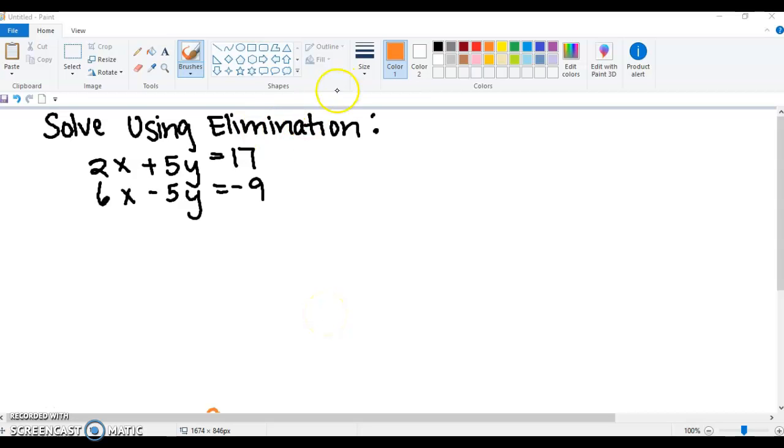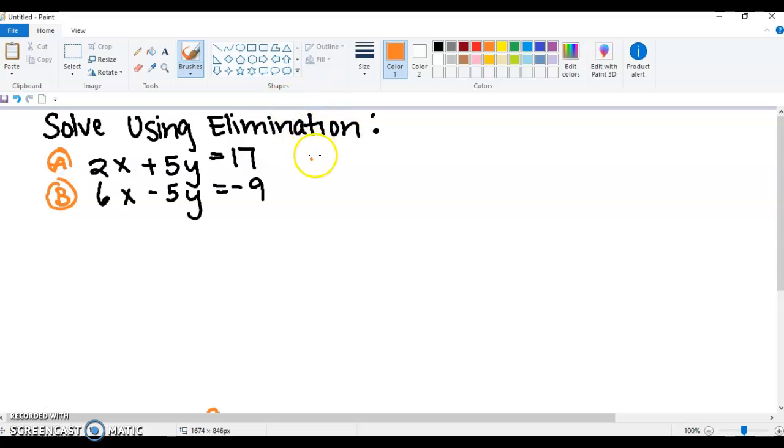Hi there. What I'm going to do right now is show you how to solve using elimination. Given the two equations, 2x plus 5y equals 17 and 6x minus 5y equals negative 9, I'm going to label these. This one's going to be equation A and then equation B.